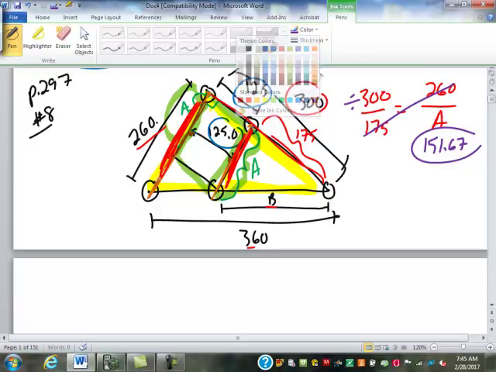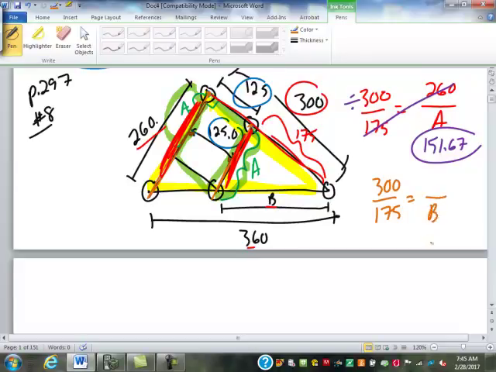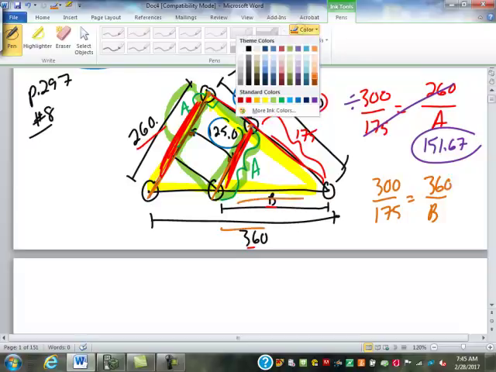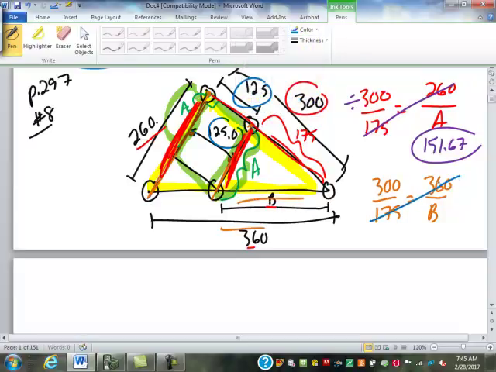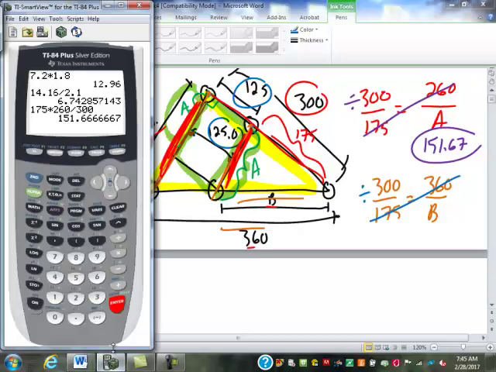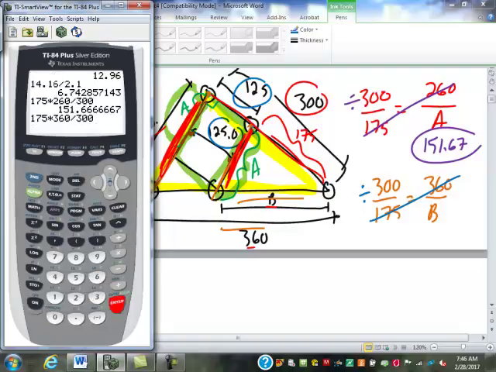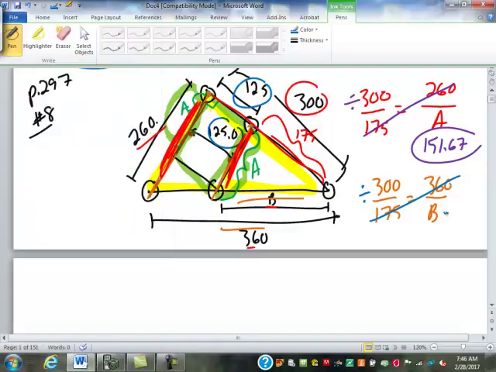Now for the second part, for B, we still got 300 to 175. B is still from the small triangle, so that's going to go on bottom. And it is the 360 that goes above it, because those correspond. And we'll cross multiply and divide. 175 times 360 divided by 300 is 210 for B.